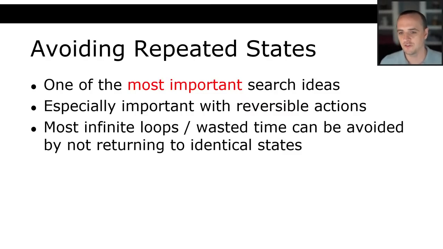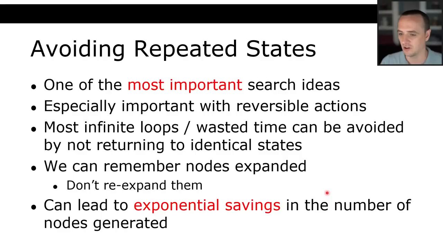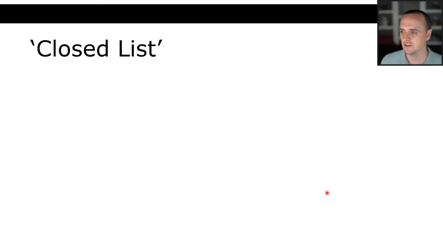So most infinite loops and wasted time in search can be avoided by not returning to states that we've already visited. So what we're going to do is remember states that we've expanded and not re-expand them. That's all. And this is going to lead to possibly exponential savings in the number of nodes that we've generated. And this is going to be done by something called the closed list.